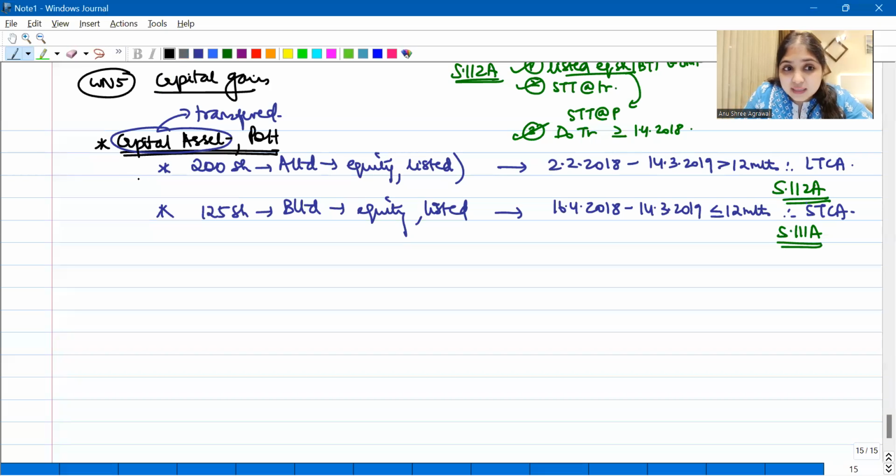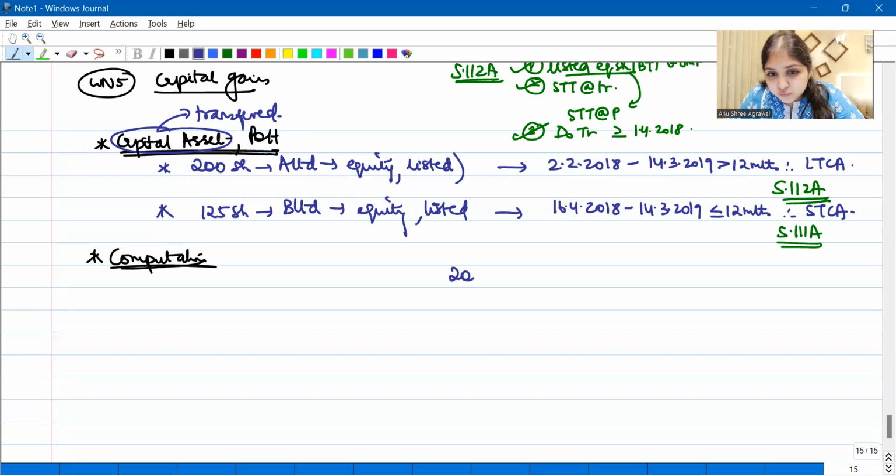Okay, I've done the first and the second step, capital asset, period of holding. I'm done with my first 2 steps. What is my next step? After this, I will start off with the computation. Tell me, can I put both under one single column, both the assets? No, I will treat them as 2 different assets. So I have 200 shares of A Limited and I have 125 shares of B Limited. Okay, now how to start the computation?